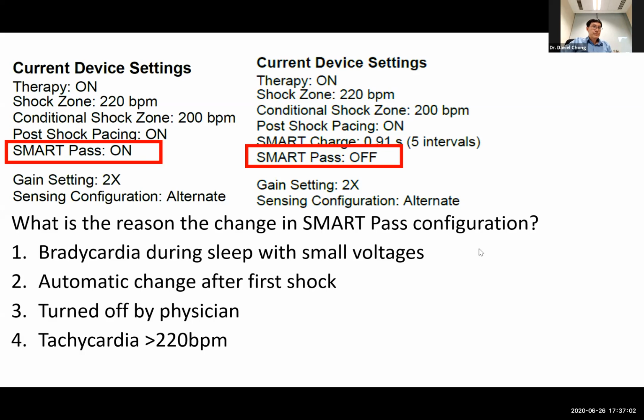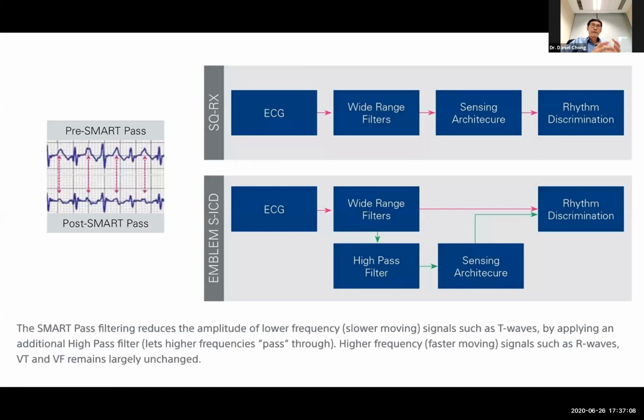So basically the smart pass is sort of a high pass filter. So it filters out anything that is below roughly 9 Hertz. So you can see that usually, anything that's 9 Hertz and above is allowed through. So things that are lower frequency, that's less than 9 Hertz, are blocked. So things like, for example, R waves, which are rapid in onset, as well as VT and VF would be allowed through, whereas slower moving, lower frequency signals such as T waves by right should be filtered out by the smart pass system.